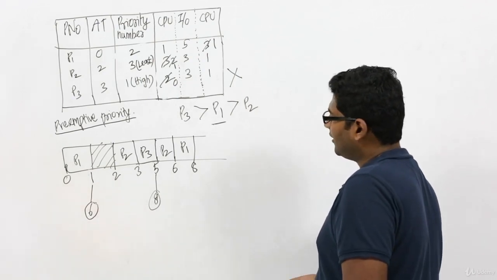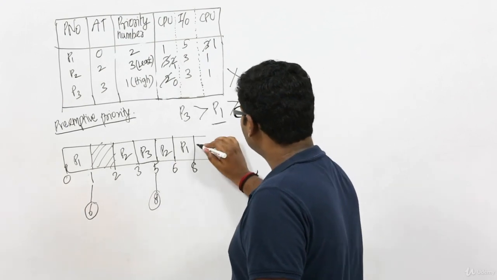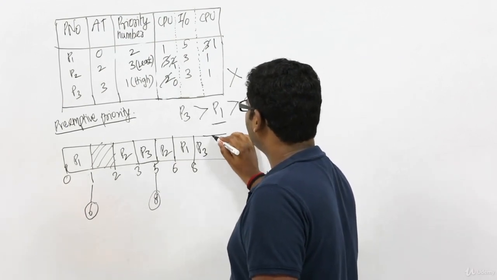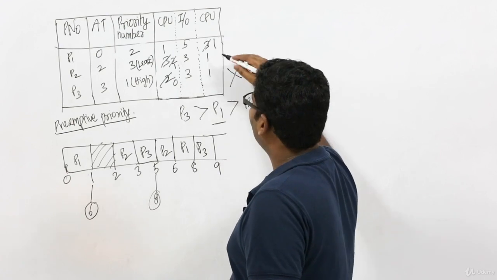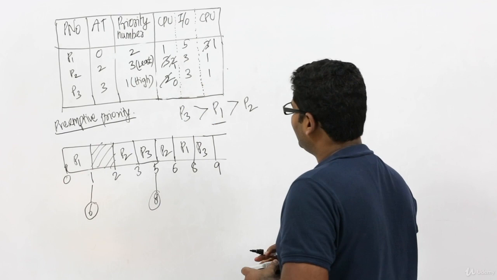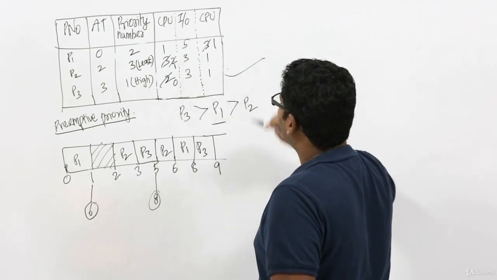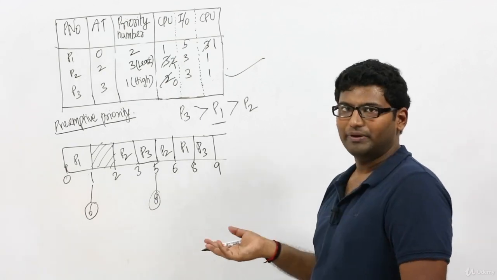Fine. Now at time unit 8, P3 will start and it will complete its execution at 9. So P3 is completely done. P3 has moved from IO, and it has also completed its 1 time unit of execution. So P3 is completely done. We need not worry about P3 hereafter.